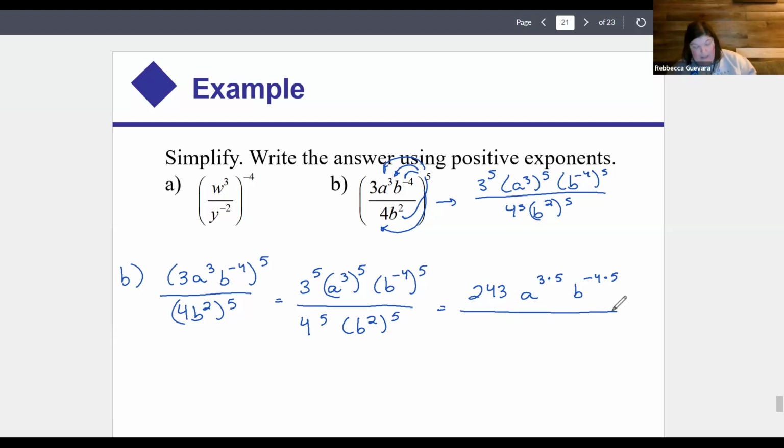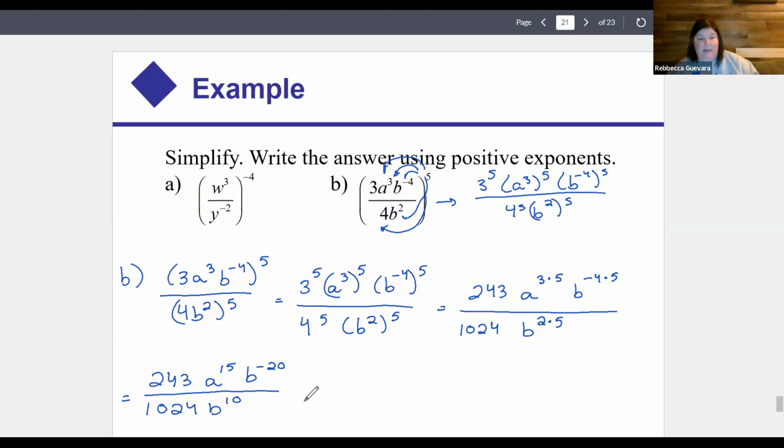Now we have 4 to the power of 5, which is 1024. So just so you know, we cannot simplify this 243 over 1024. Those numbers are going to stay as is. And then we have b to the power of 2 raised to the power of 5, so b to the power of 2 times 5. So we have 243, and then a to the 15, b to the negative 20, over 1024 times b to the 10.